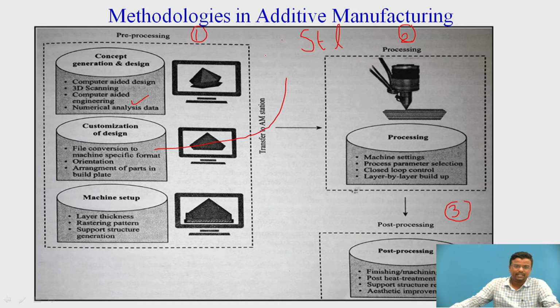We have to set up the machine before producing the component. We have to decide what is the layer thickness, what rastering pattern we are using, and what different support structures should be provided in the processing, because we are developing the product with respect to the different additive manufacturing applications. After setting the machine, the actual layer by layer manufacturing will be carried out in the processing operation.